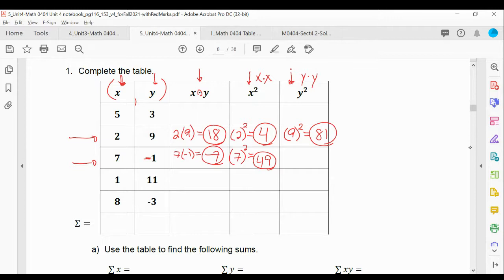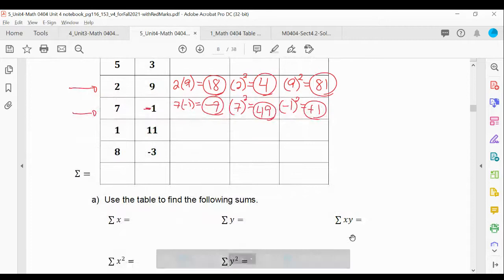And the last one, if I were to square the Y, that would be negative 1 squared. Make sure to put that in parentheses. Negative 1 times a negative 1 is actually a positive 1. So don't forget the parentheses. All right, so fill in the rest of the tables.